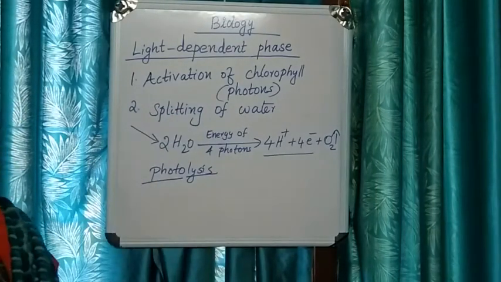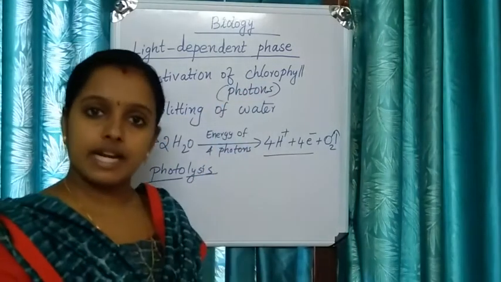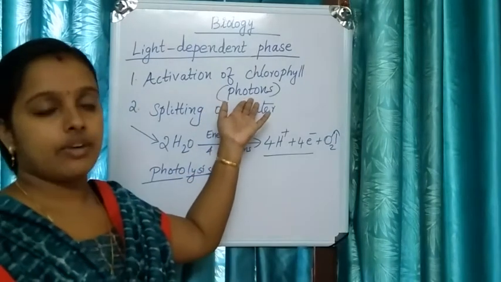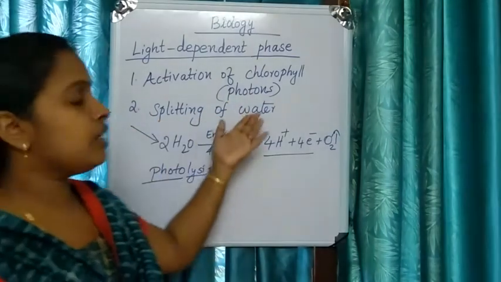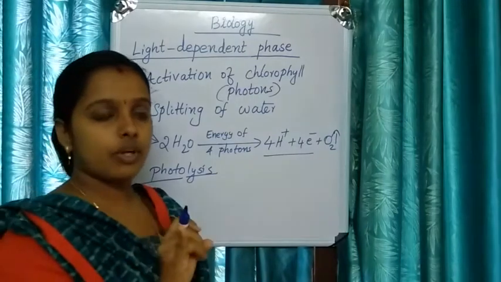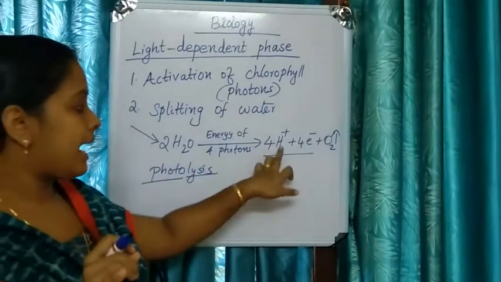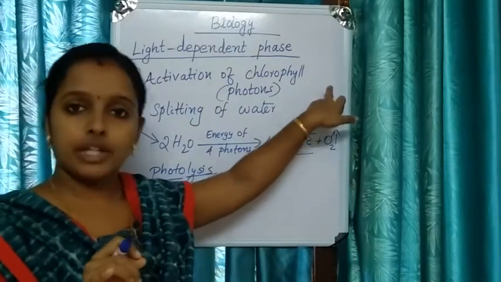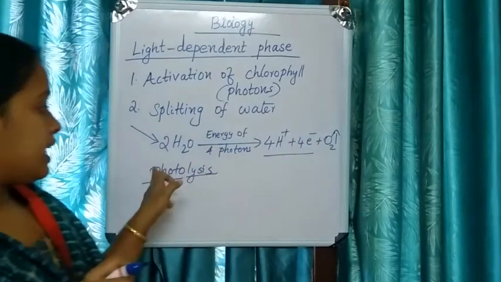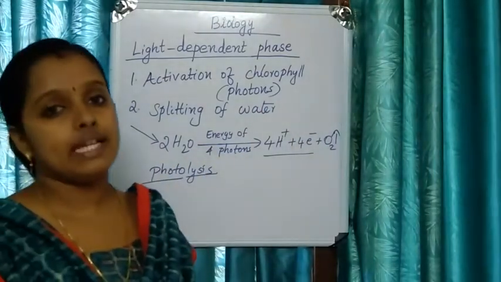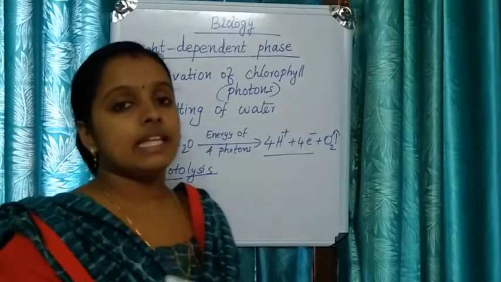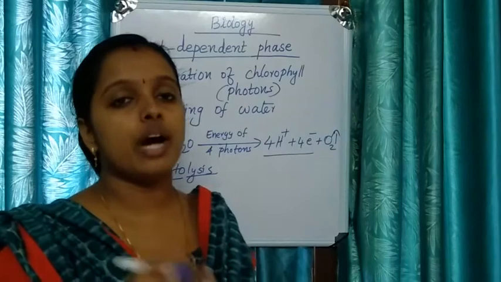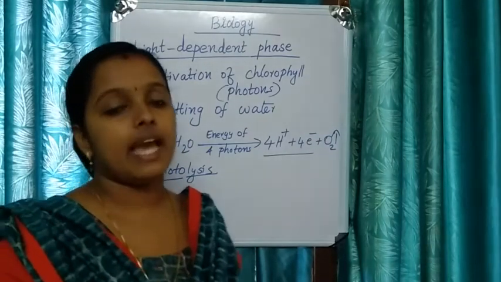First one, activation of chlorophyll. That chlorophyll traps sunlight and it will become activated. The unit of light is known as photon. Then the next step is splitting of water. One of the raw materials is water. That water will split into hydrogen ion, electron and oxygen. This oxygen will be liberated into the atmosphere through stomata. This process is known as photolysis. So what is photolysis? That is an important one. In the presence of light, water molecules split into hydrogen ion, oxygen and electron.